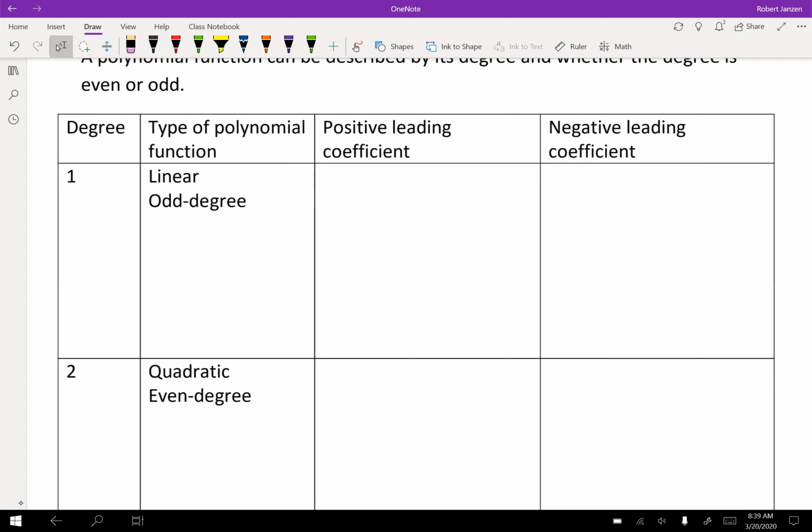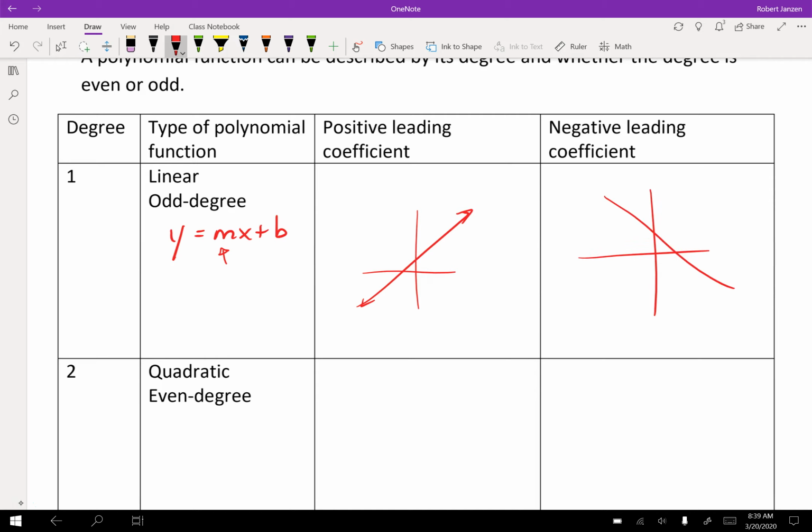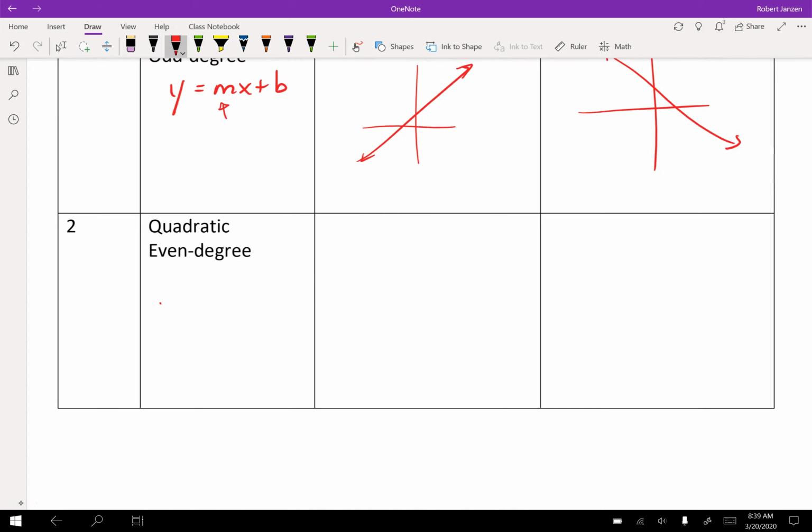Back in grade 10, you did a linear function. If you remember, it was y equals mx plus b. If m, the lead coefficient, was positive, you had a graph that rose to the right. If the lead coefficient was negative, then the graph would have fallen to the right.